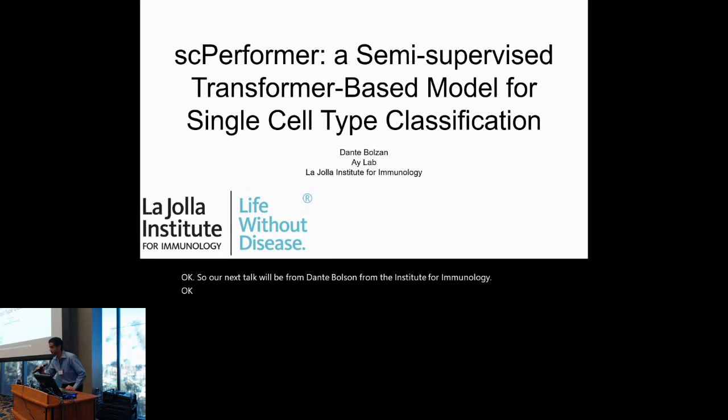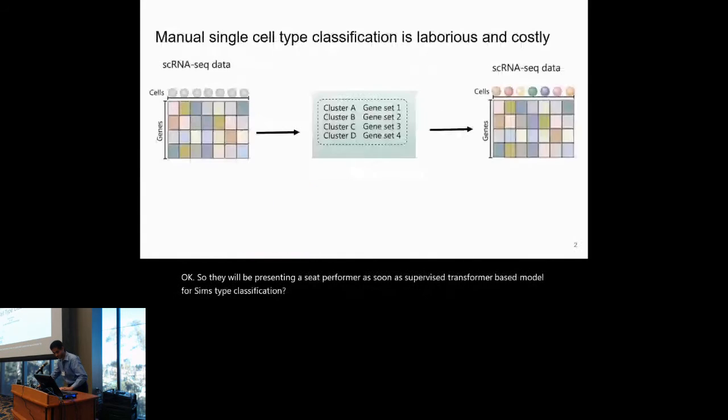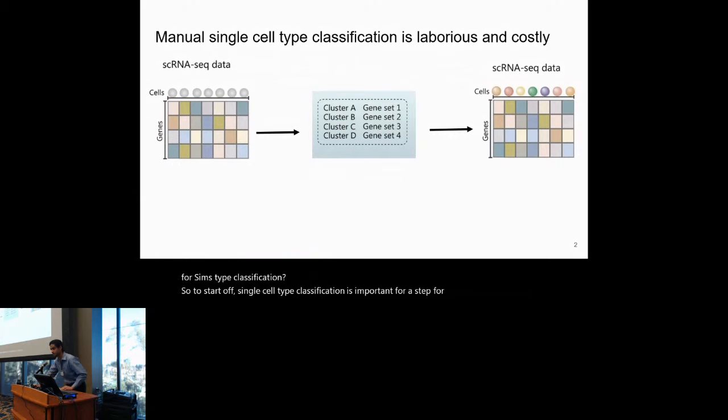So today I'm going to be presenting SC Performer, a semi-supervised transformer-based model for single cell type classification. To start off, single cell type classification is an important first step for many downstream analyses in a single cell world.